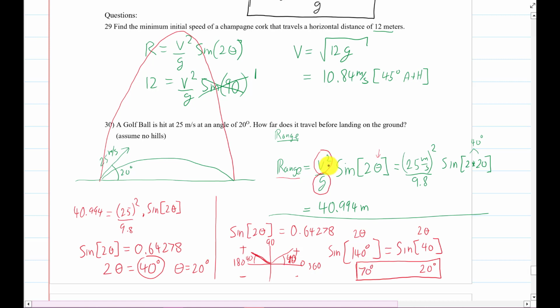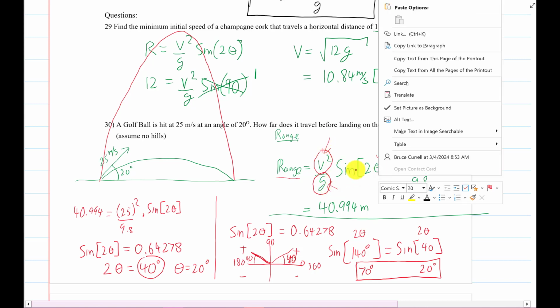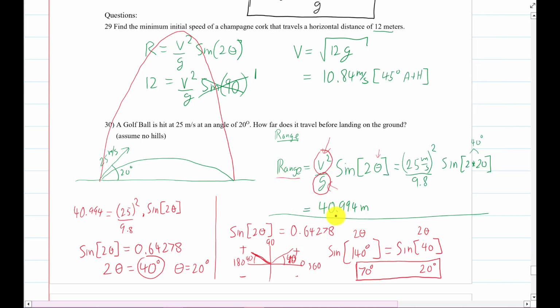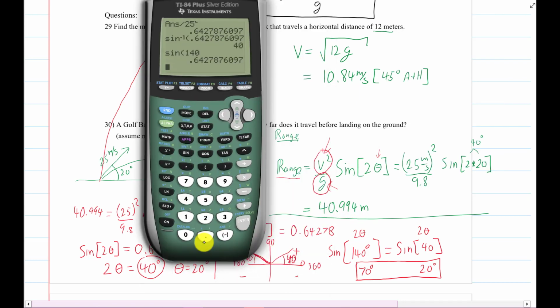So if I put in 25 here, 9.8 here, and 70 here, I will still get the range of 40.994. Let's just verify that. We're just trying to understand the multiple answers that are coming up here. So 25 squared divided by 9.8 times the sine of 2 times 70. Close the bracket. So that's going to come up to 140 in there, and take the sine of the 140, and I'll still get the 40.994.